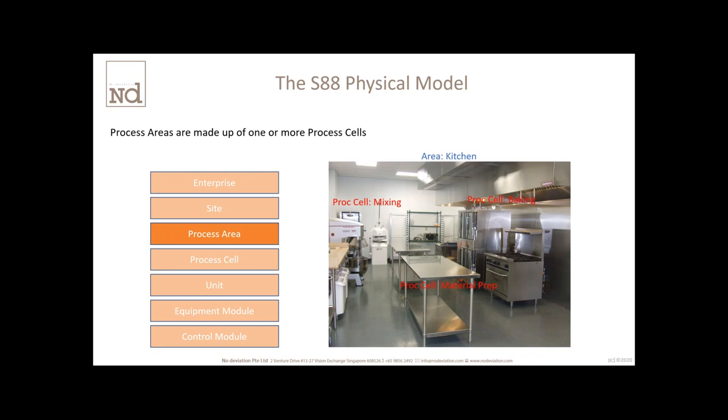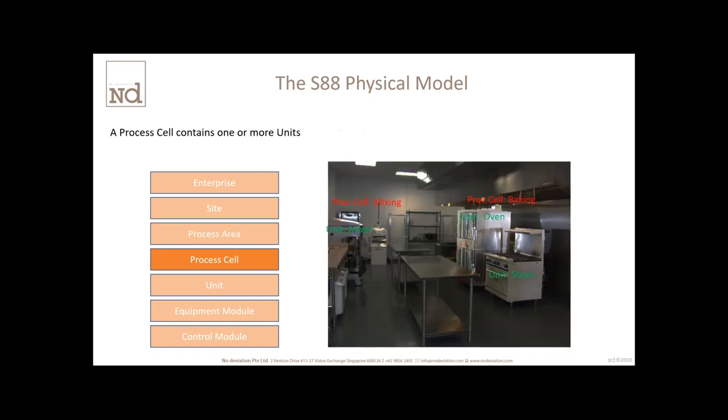And an area is made up of one or more process cells. And a process cell is meant to be a full complement of equipment that performs one major process task. So in this case, the kitchen area has process cells for things like mixing, material prep, and baking, also known as a stand mixer, a table, and an oven and a stove. And so each process cell has one or more units. So the baking process cell has the oven and the stove, and the mixing process cell has just the mixer.